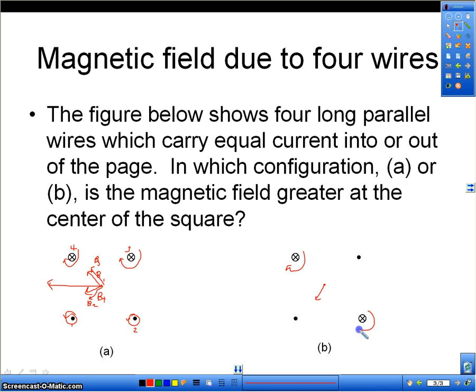And for this corner one, the magnetic field at this place, if I swing my fingers around, will be in the opposite direction. So those two are going to cancel each other. The same thing is true for these two. The other corners, they will be in this direction and in that direction. So the net magnetic field in part B is going to be 0 at the center because of the way the charges, the currents are configured. Okay?